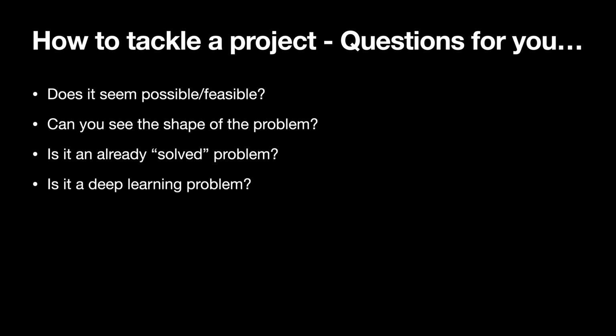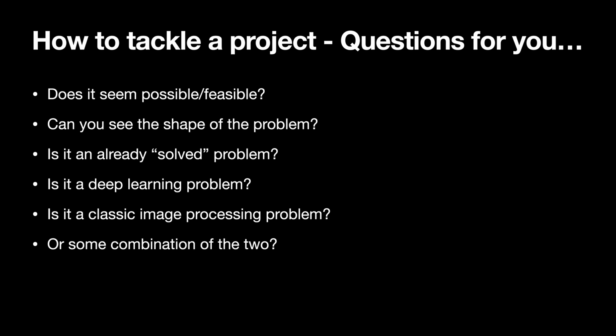Is it a deep learning problem? If it is, you really need to think about where the training data is going to come from. Can your client generate lots of labeled data? And if it's not deep learning, it must be a classic image processing problem. You should already be thinking about the pipeline of image processing techniques that will solve the problem. Or maybe it's a combination of both. Do you need to do some feature extraction and then hand it off to something clever?